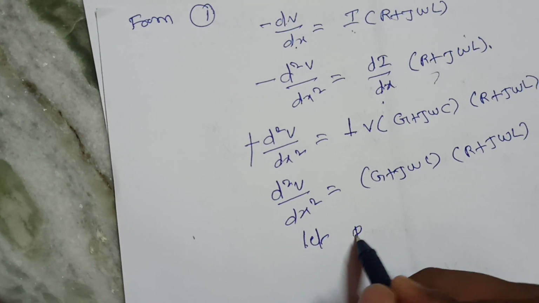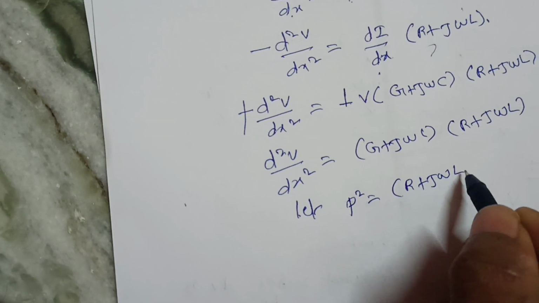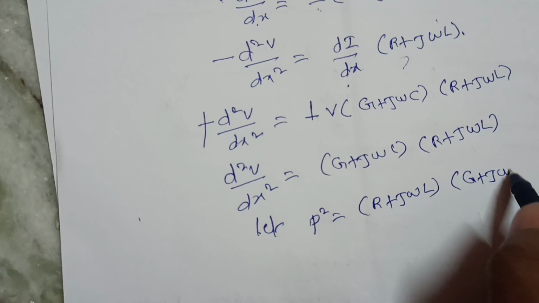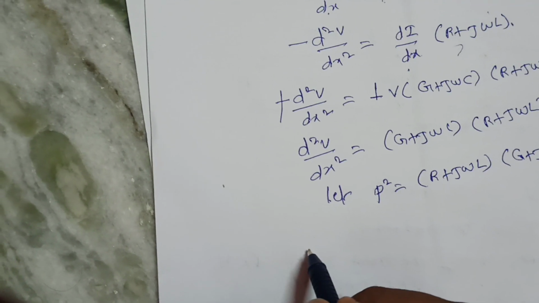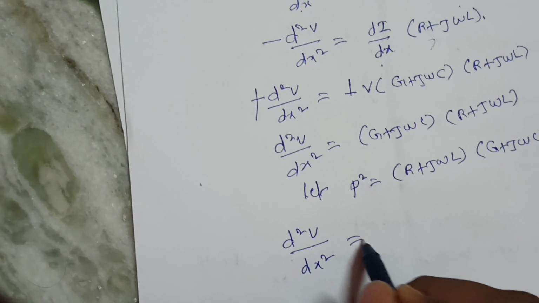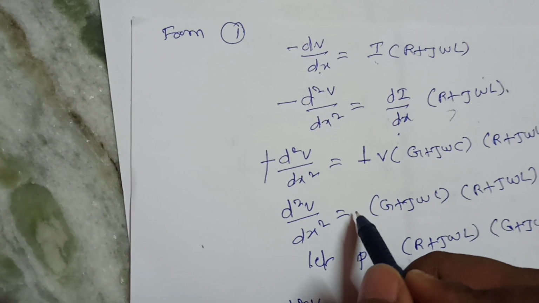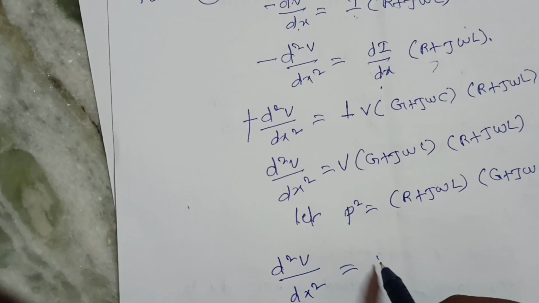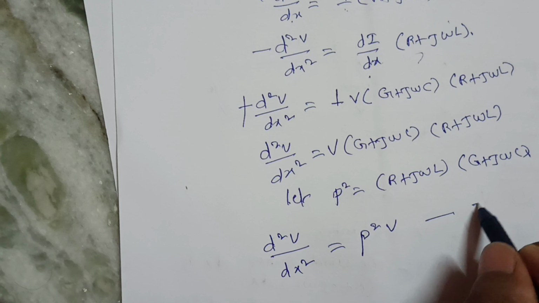Let p square is equal to r plus j omega L into G plus j omega C. Then the above equation is written as d square V by dx square is equal to p square into V. This is equation 3.